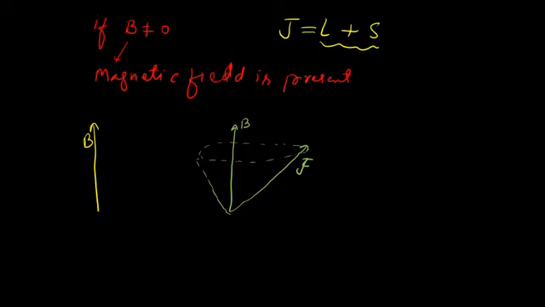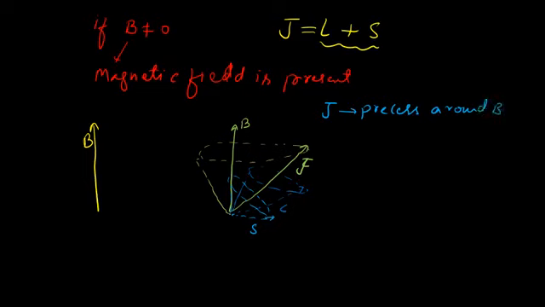Let's suppose this one is the L. L will continue to precess around the total angular momentum J, and the spin angular momentum vector S also continues to precess around the vector J. So in the presence of a magnetic field, J precesses around the B field, and L and S both precess around J.